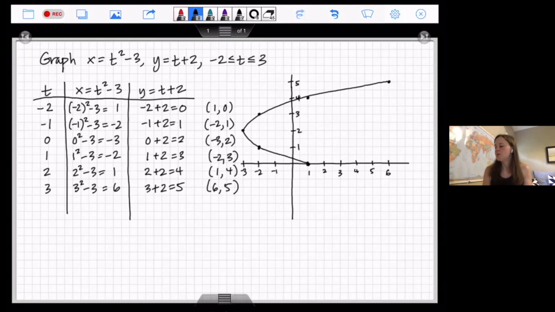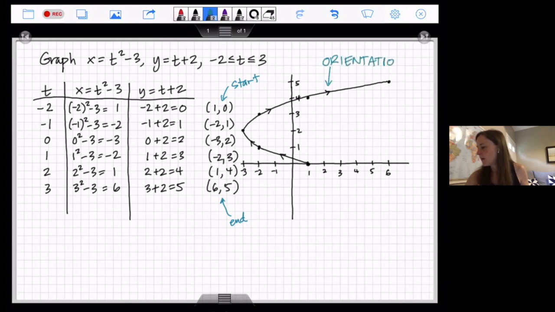Okay, so this is going to indicate that we started at this point here and that we ended at this point here. Putting the arrows kind of indicates where that is, because you can't see the t in the same way that you can in rectangular equations. You can't see this t variable and how it's acting on the graph. So we give an indication by drawing these arrows. All right, and those arrows we call the orientation of the graph.